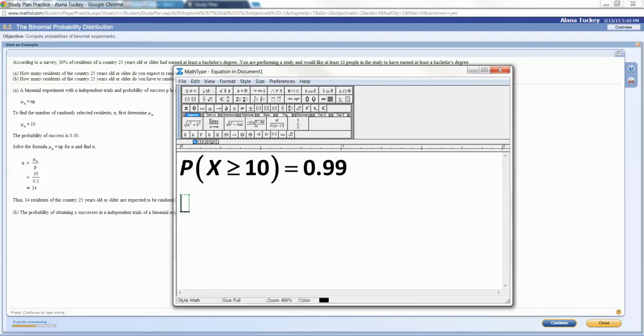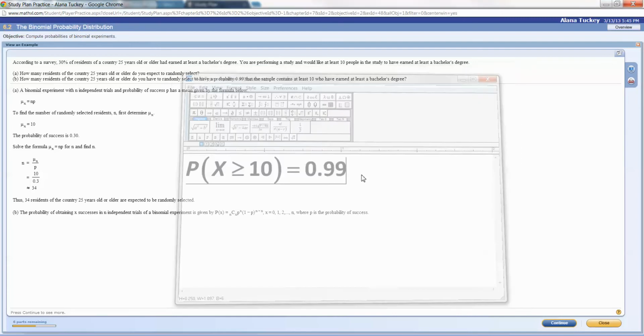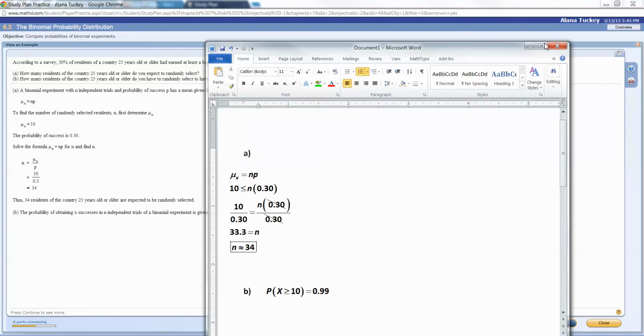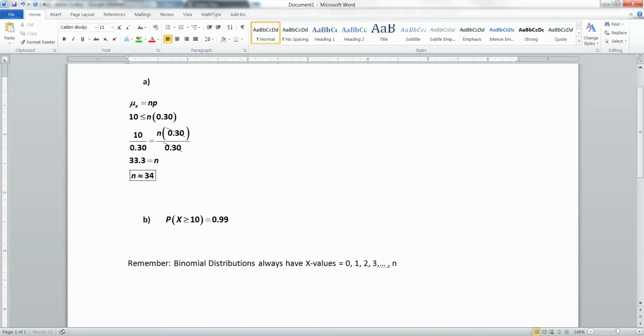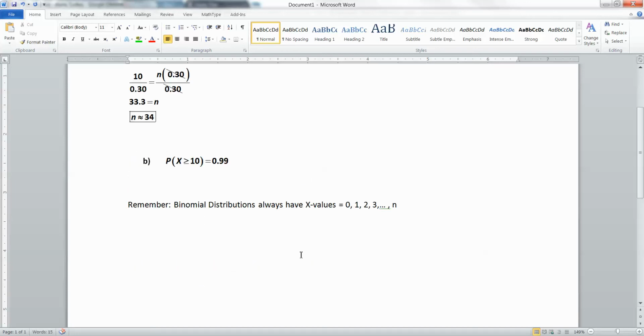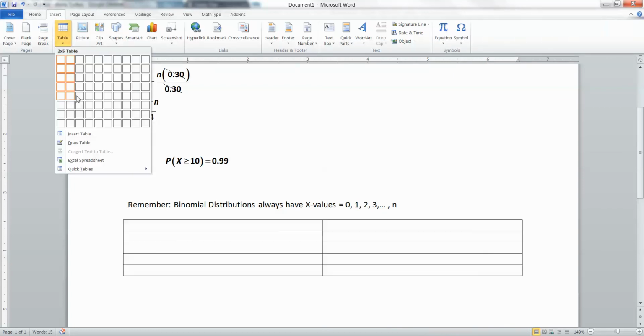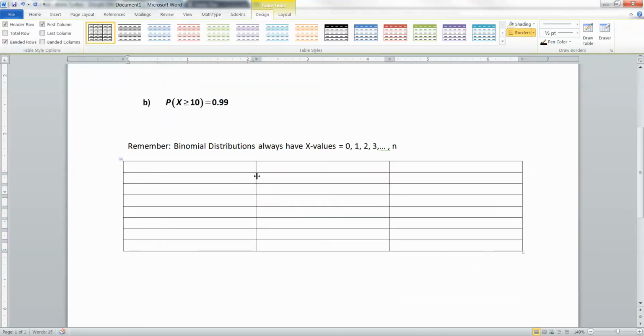Okay. Now remember a couple things about binomial distributions. Let me bring my paper back up. Let me remind you of a couple things. Binomial distributions always have x values equal to 0, 1, 2, 3, up until n. Okay, so if I want the probability that x is less than or equal to 10, or excuse me, greater than or equal to 10.